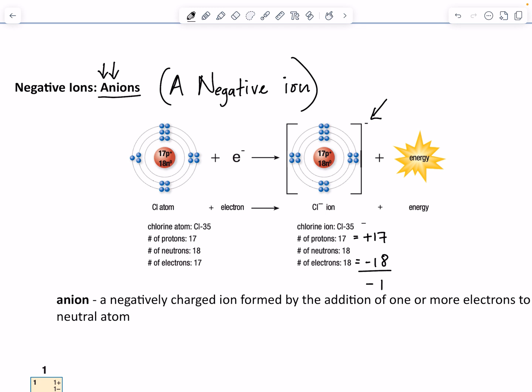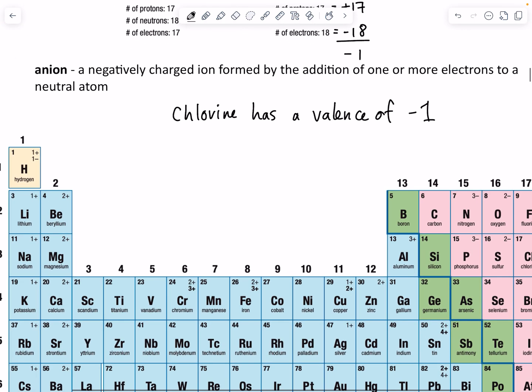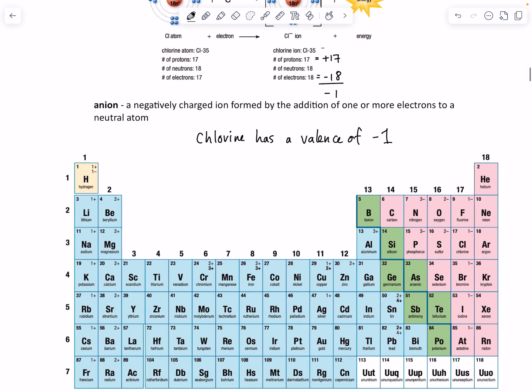So we say that chlorine has a valence of -1. Now, some periodic tables will actually tell you right on them what the valence of the atom is. For example, sodium has a valence of +1, just like we showed in our diagram up above, and chlorine has a valence of -1. So this top right-hand corner will show you the valence of these atoms.